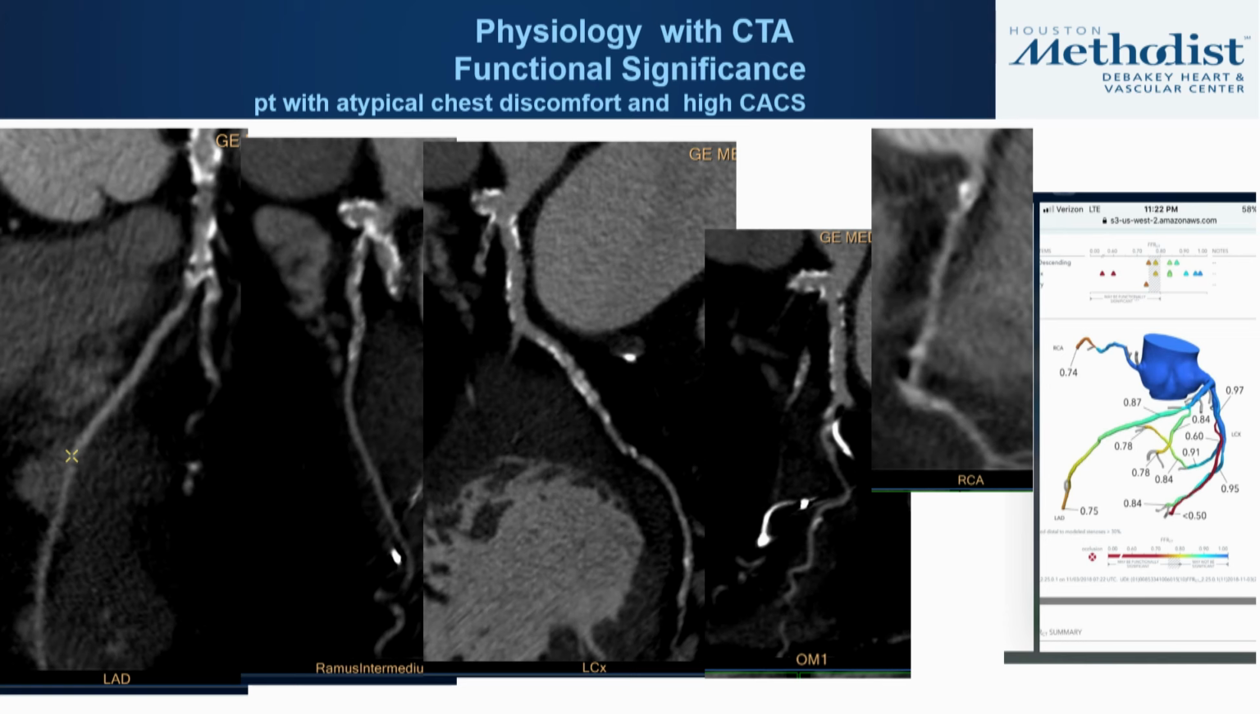But yes, heart rate is the key. Even if you have the best scanner in terms of temporal resolution, we still want the heart rate to be nice and slow.